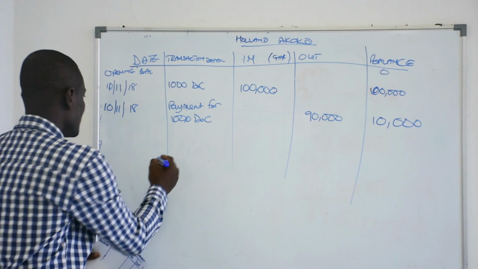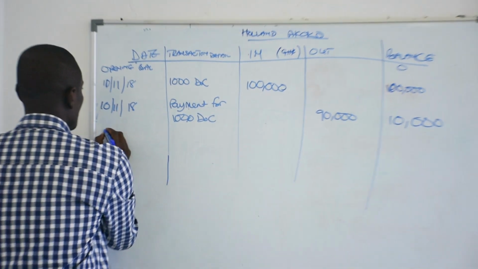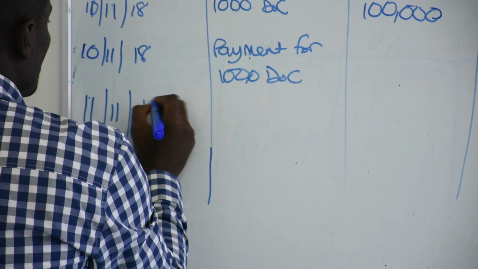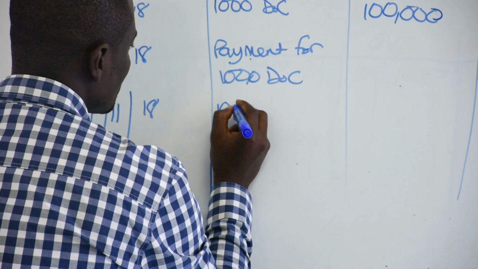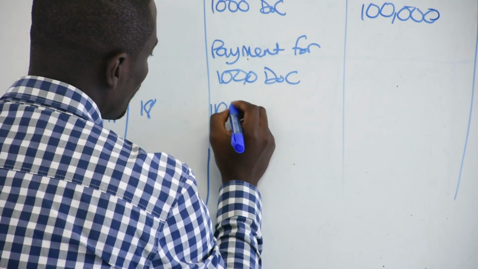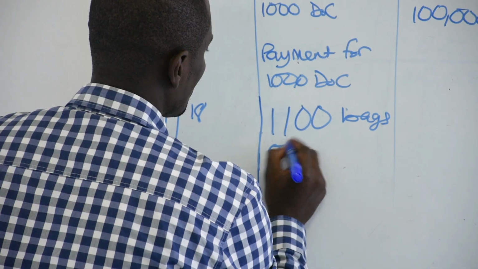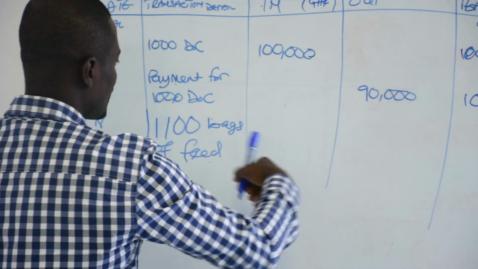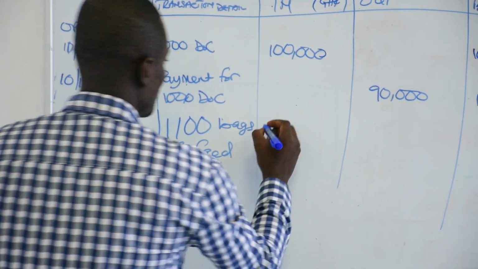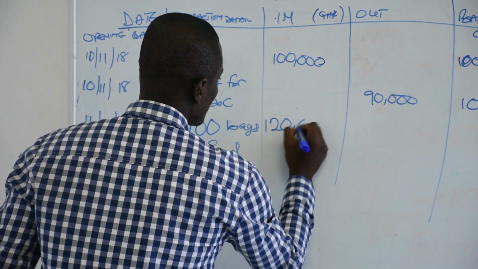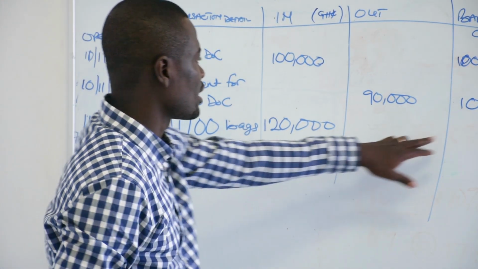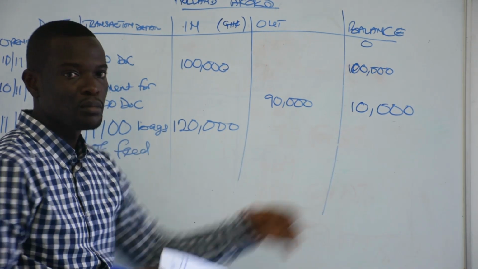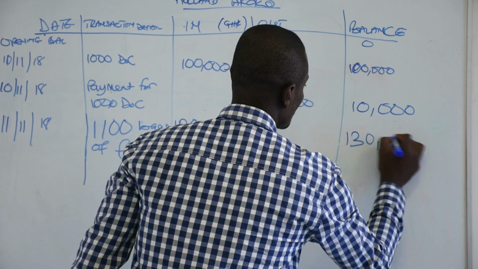So the next example, for instance, we are able to do: he sells feed. So the next day, the 11th, he supplies us feed, 1,100 bags. Good. This is money that is coming in, but in the form of goods. So he gave it to us at 120,000 Ghana cedis. Our balance here is already 10,000. So if we do not pay cash, it means that immediately our balance bloats to how much? 130,000.